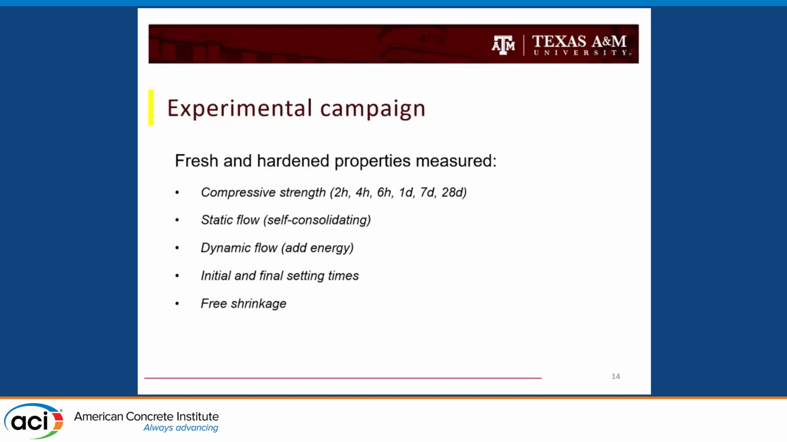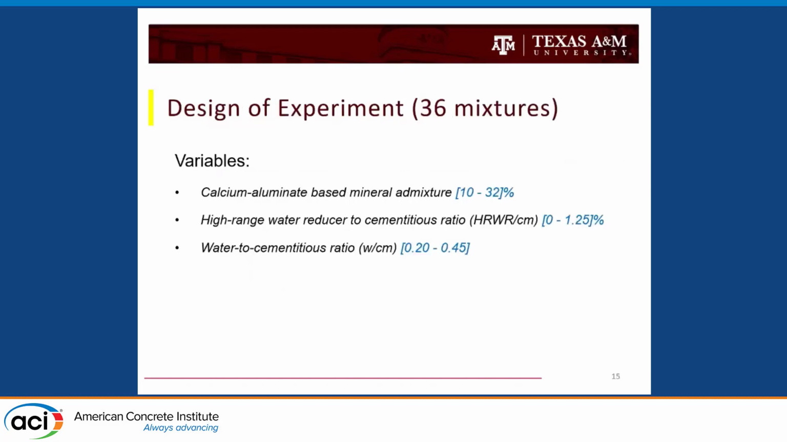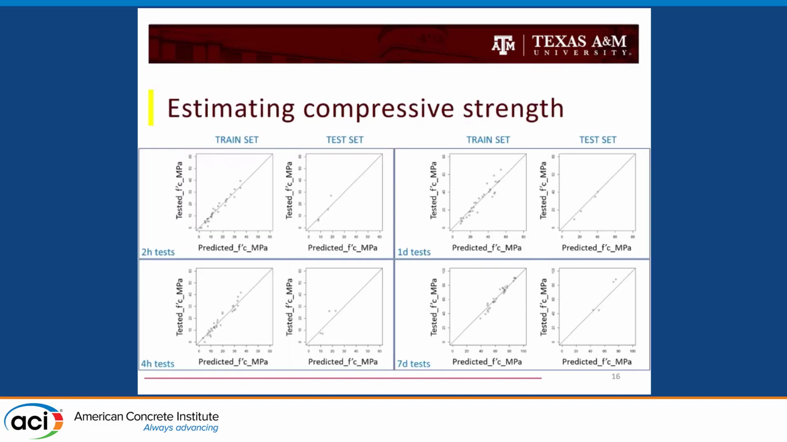And we look at setting times and free shrinkage. The variables for this study is a calcium aluminate-based mineral admixture. It's not a calcium aluminate cement. It has some more components to it. We're still writing on this paper, so we won't talk that much about it, but we looked at superplasticizer content as well and low water cement ratios.